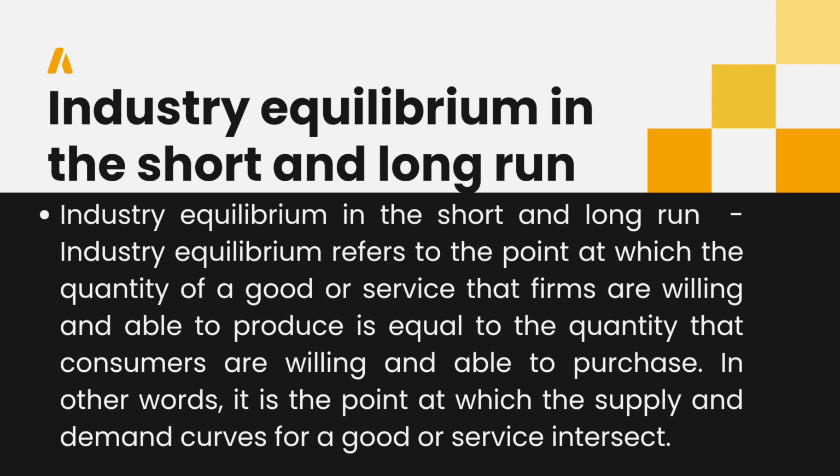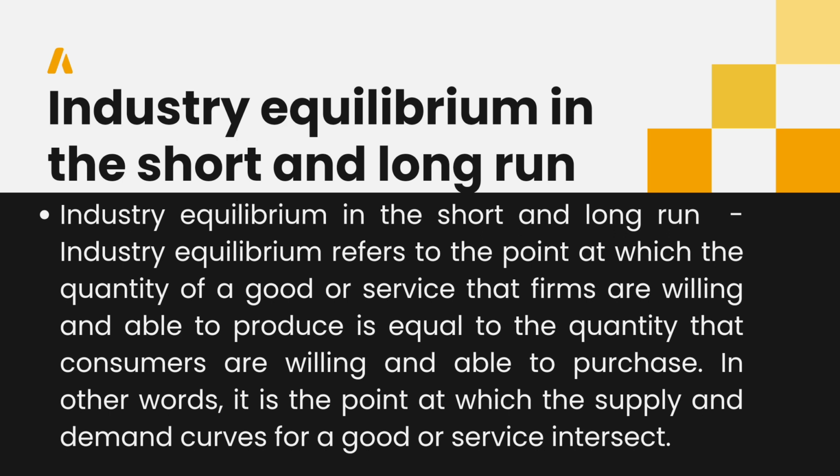Industry equilibrium refers to the point at which the quantity of a good or service that firms are willing and able to produce is equal to the quantity that consumers are willing and able to purchase. In other words, it is the point at which the supply and demand curves for a good or service intersect. In the short run, an industry is in equilibrium when firms are producing the quantity at which marginal cost equals marginal revenue. At this quantity, firms are maximizing their profits, and the market price is determined by the intersection of the supply and demand curve.